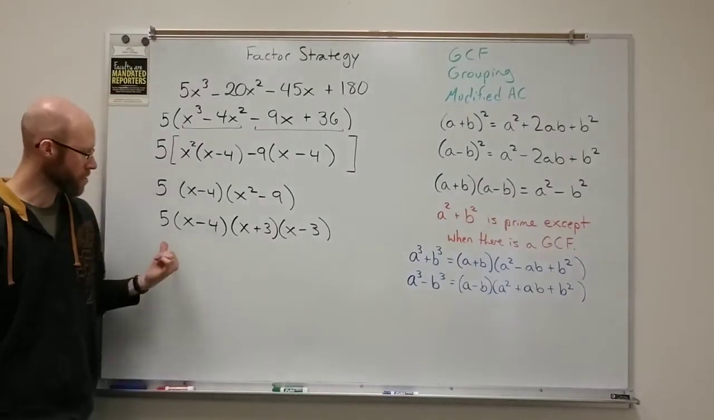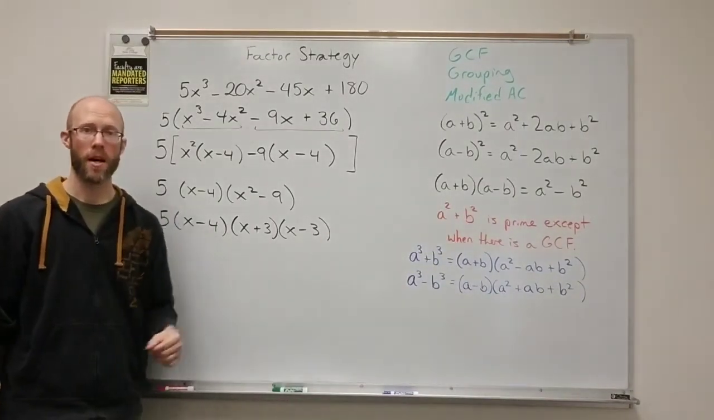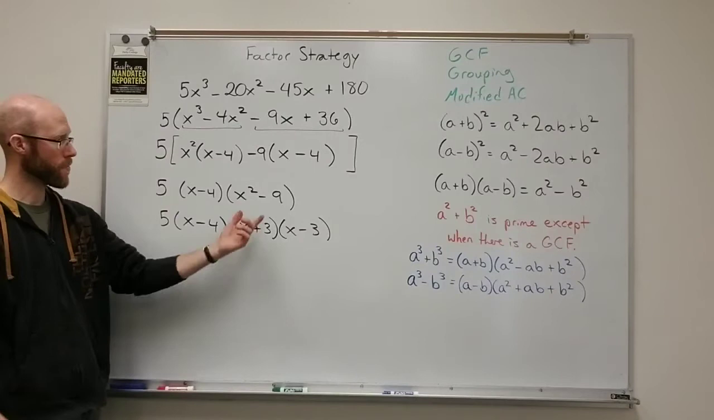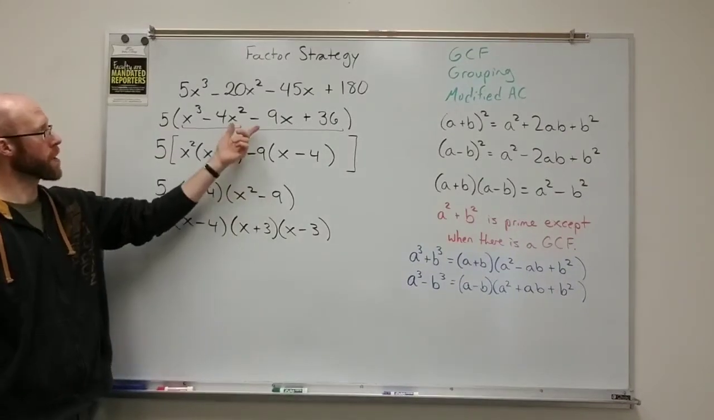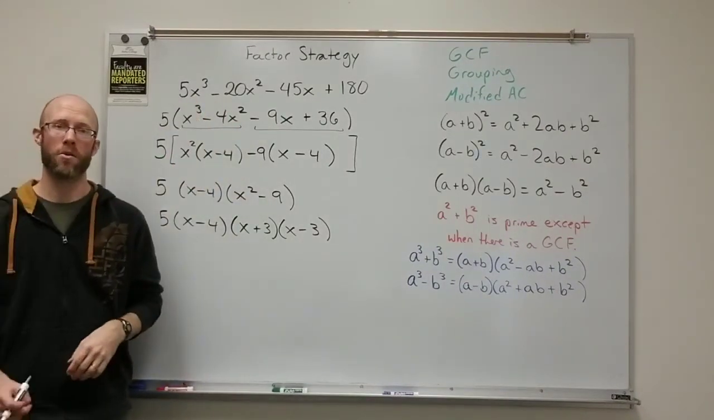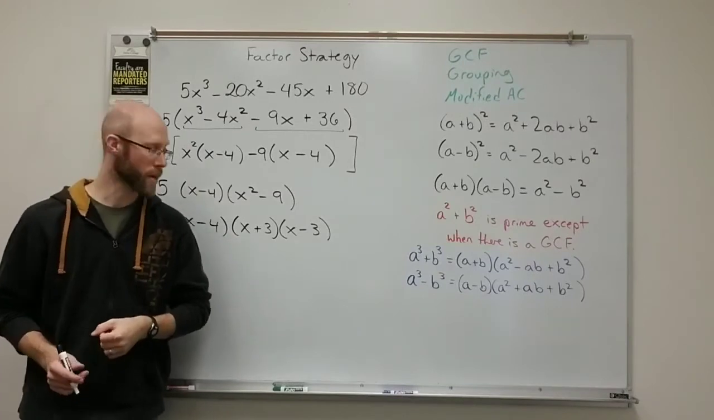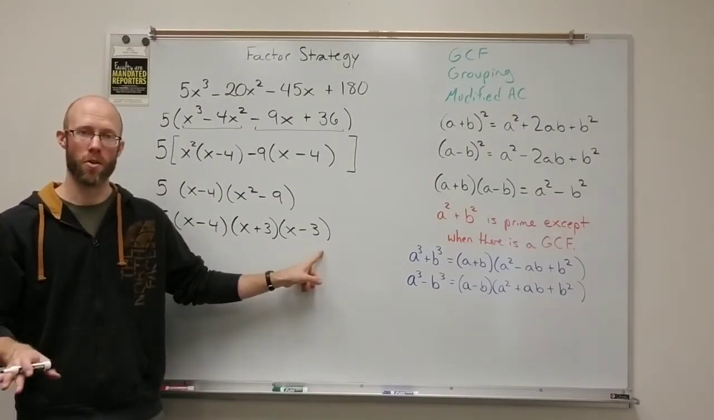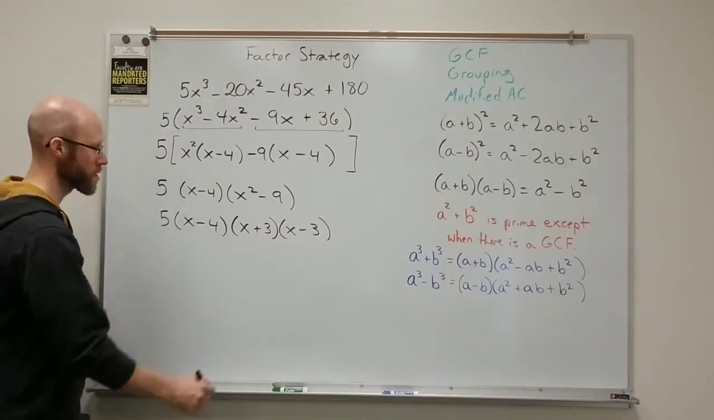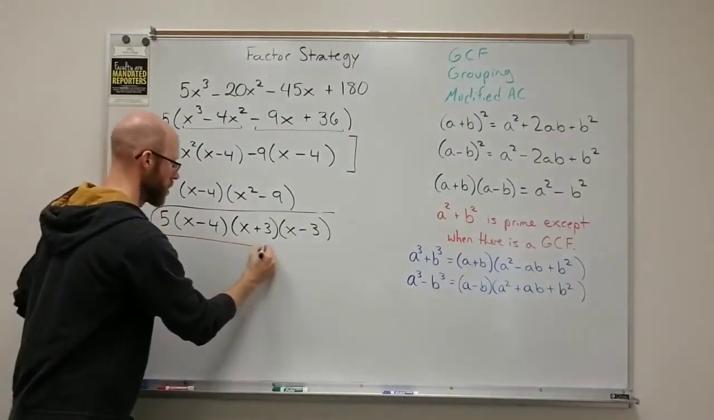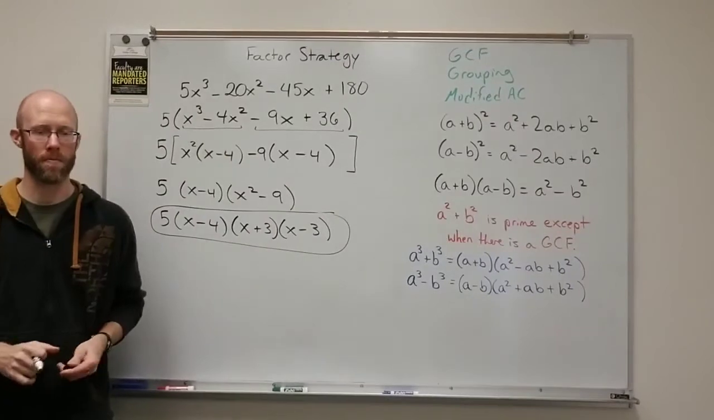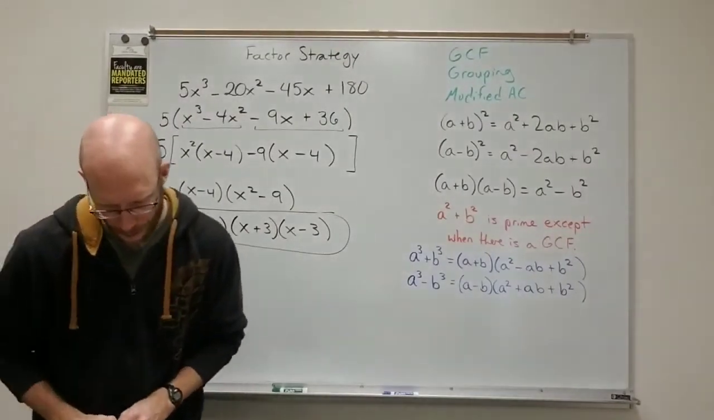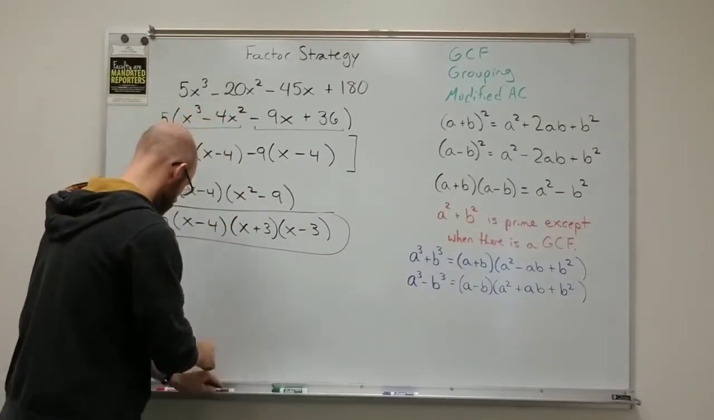So my final answer has 4 factors in it. I did utilize the difference of squares formula, the grouping method, and a GCF. So we kind of went through all those different things. At this point, none of these factors are factorable. They're all prime, so we're going to leave this as our final answer to this problem. Okay. Maybe I'll pick up one more example here.